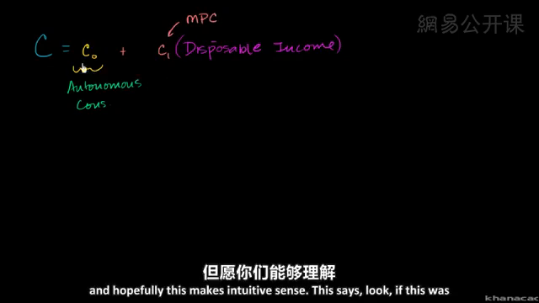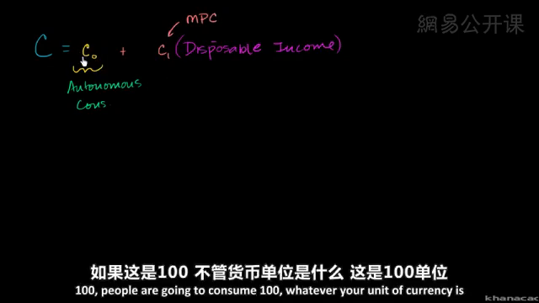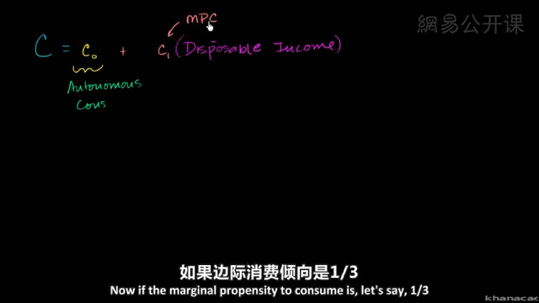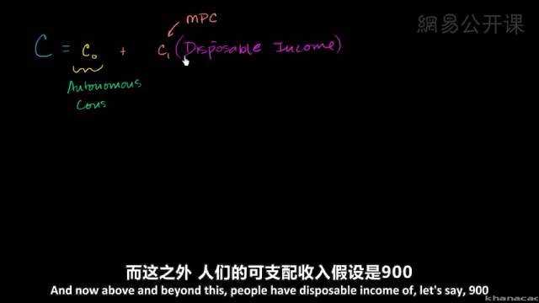And hopefully this makes intuitive sense. This says, look, if this was 100, people are going to consume 100 no matter what, 100 billion, whatever your unit of currency is. Now, if their marginal propensity to consume is, let's say, a third, and you have now above and beyond this, people have disposable income of, let's say, 900.